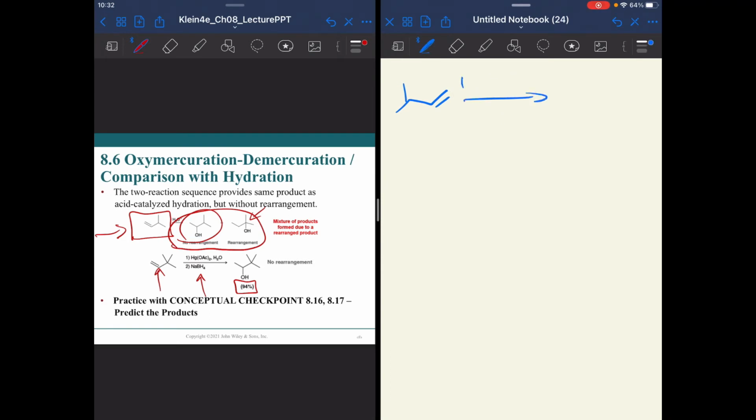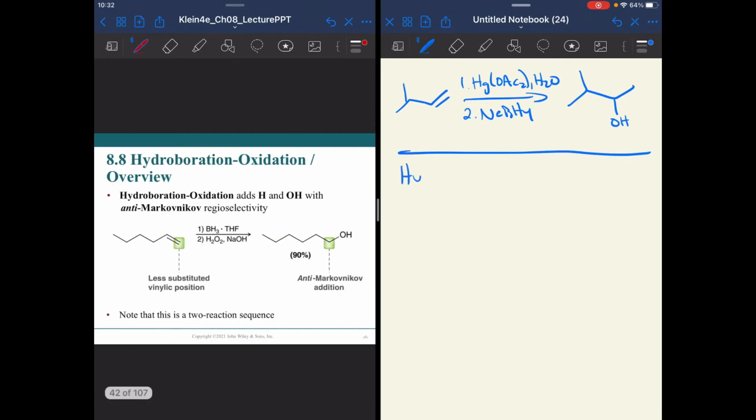There we go. Just reiterating, mercury acetate, we're going to work on memorizing that, in water, followed by sodium borohydride, will give us the Markovnikov addition of water, putting the OH on the more substituted side, the H on the less substituted side. So we have two ways to do a Markovnikov addition of water, one that avoids rearrangements. But what if I want the OH on the less substituted side? Well, you know that I got something for you there. Next, we're going to look at hydroboration, oxidation.